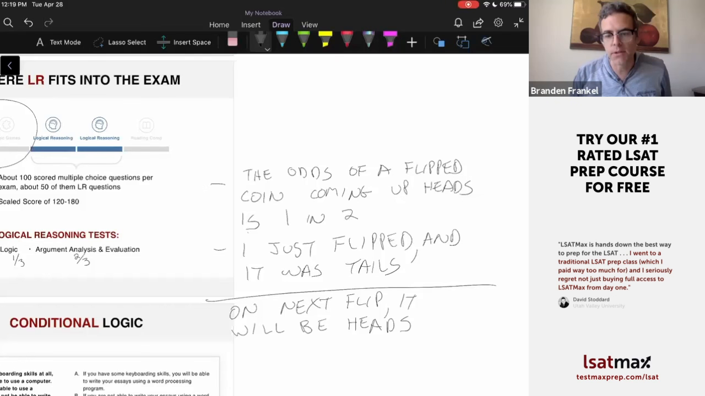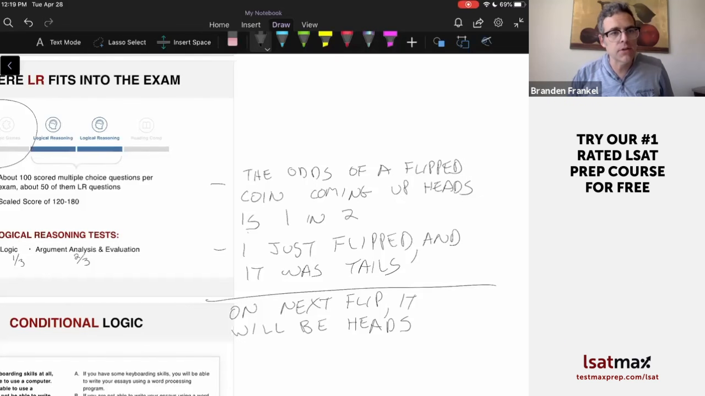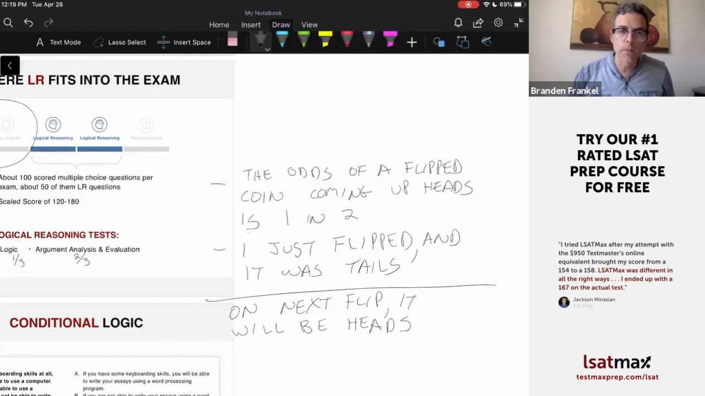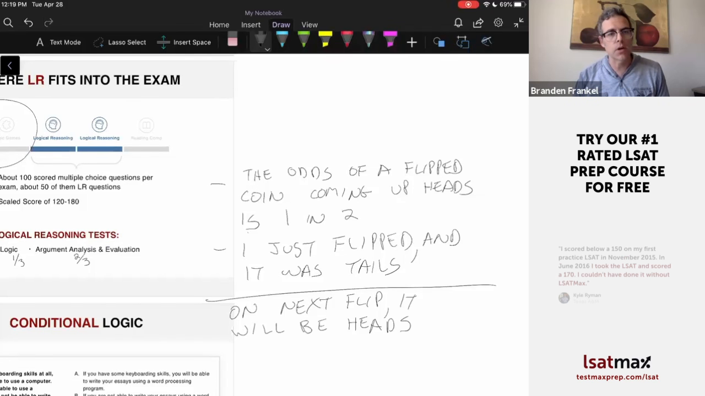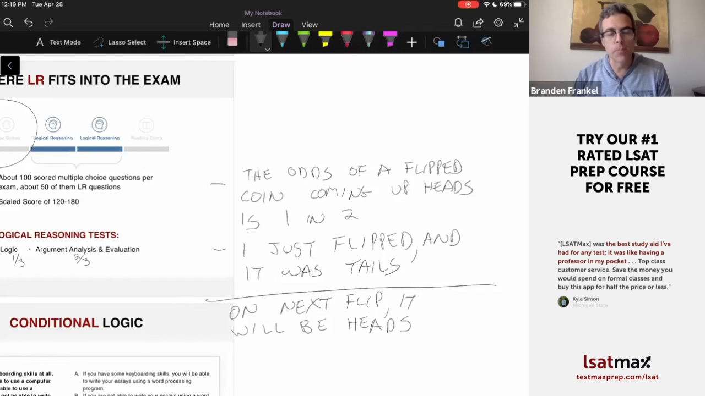And that's argument analysis. And so if they asked you something like, what is the main point of this argument? Well, the main point of an argument is always its conclusion. And so in this case, the right answer choice to that question would be, on the next flip, this coin will come up heads. That's argument analysis. I have identified the conclusion. Much more important than that is argument evaluation.